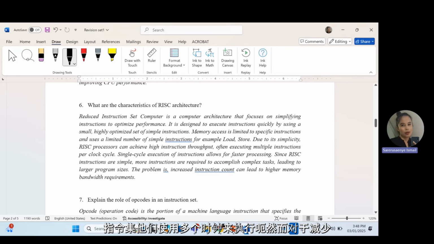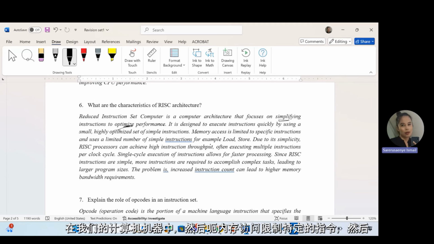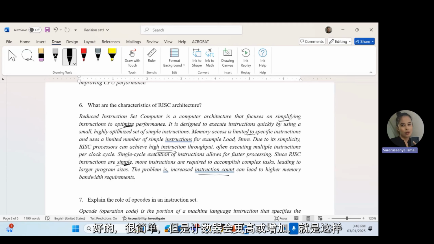Nevertheless, for reduced instruction it is the opposite. They focus on simplifying the operation of instructions because they want to optimize performance. This is what we currently have in our computer machines. The memory access is limited to specific instructions only, and there is high instruction throughput because it is small instructions broken down from the bigger instructions of CISC. And then simple. However, the instruction count will be higher or increased. That's it.